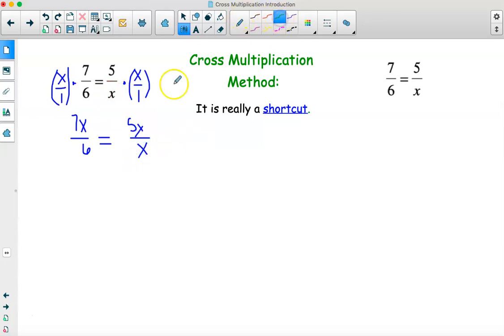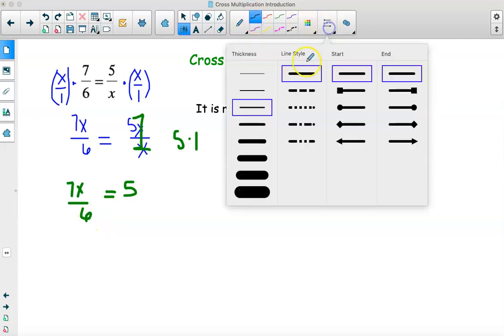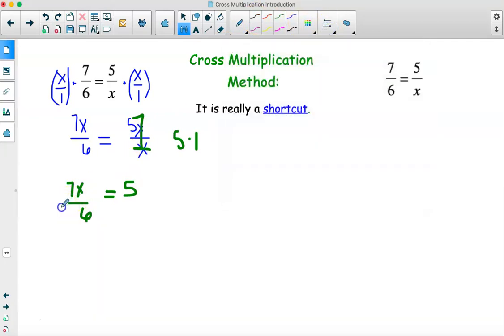Now, what you should notice over here is that you have x divided by x, which equals 1. So it's 5 times 1 on this right side, which is really equal to 5. Then on the left side, we still have this 7x over 6. Then I want to get this 6 out of the denominator. So I'm going to multiply both sides by 6. So I multiply by 6, and I multiply this other side by 6.